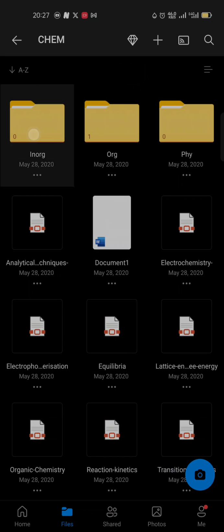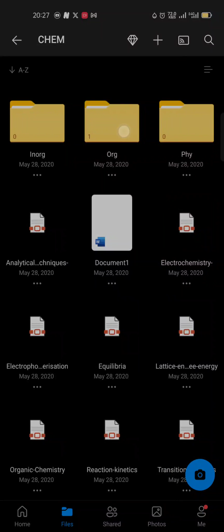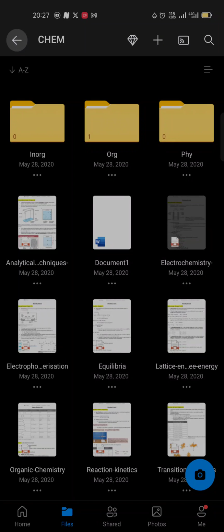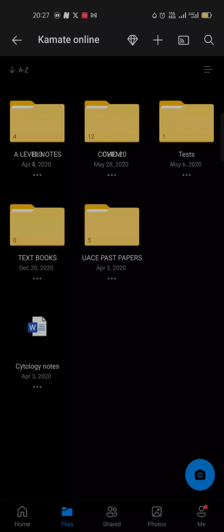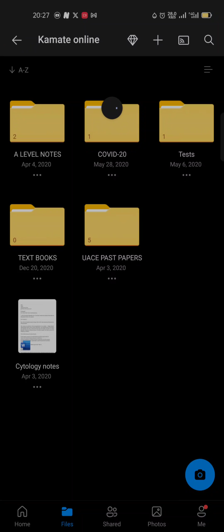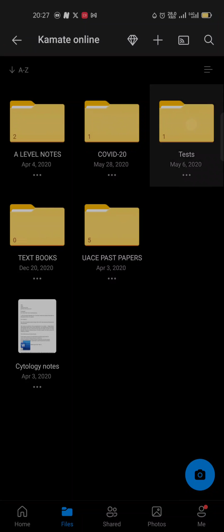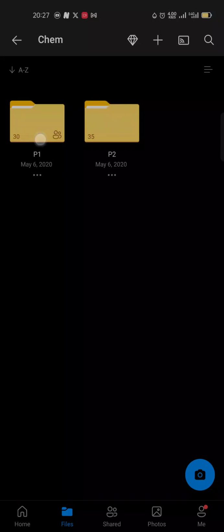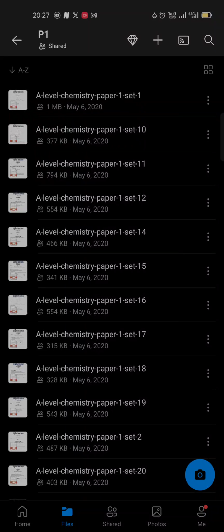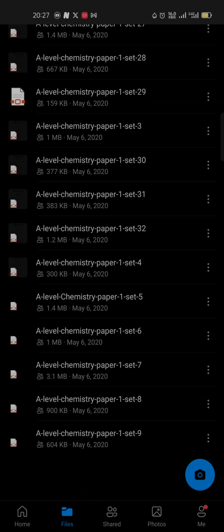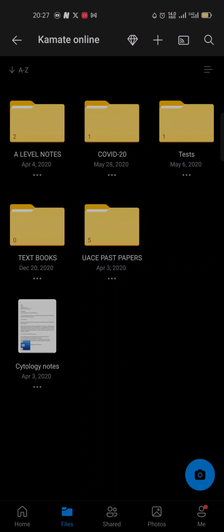As you can see, under physical chemistry or inorganic chemistry, I have those notes. Then if you go on to check the tests, I have different tests for chemistry. I have paper 1 and paper 2. These ones, they are just tests. Paper set 1, set 2, very many of them. The same thing with paper 2.